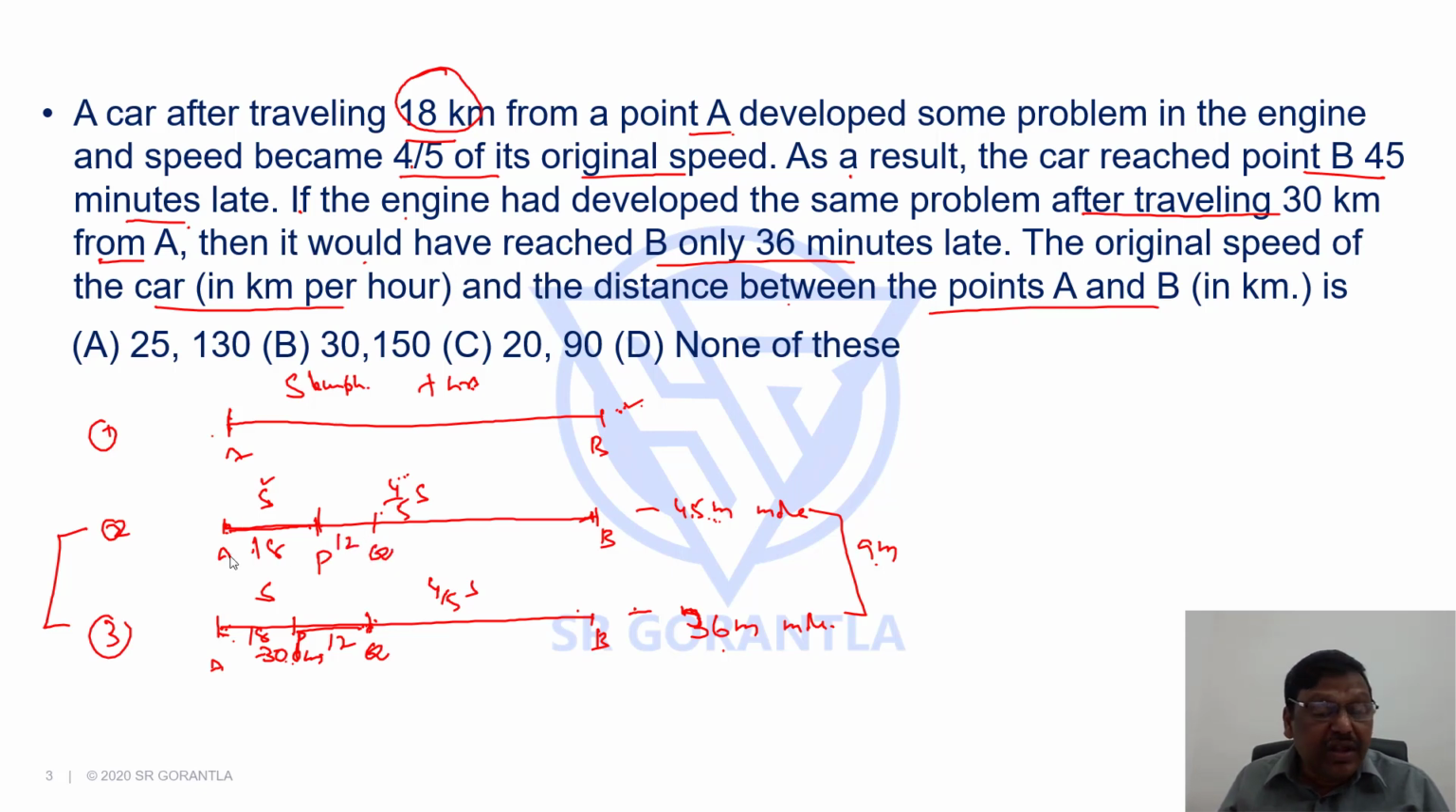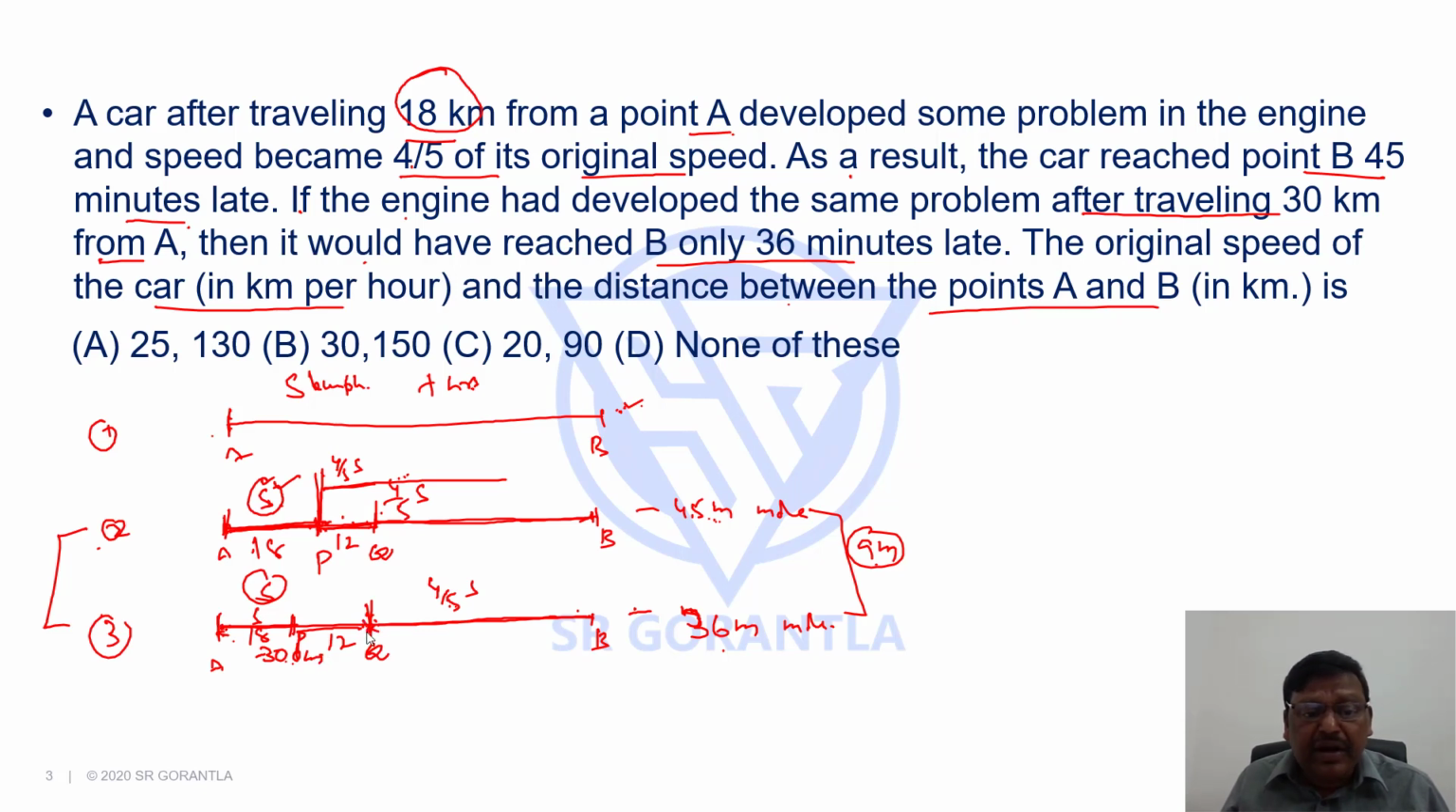This is 12. What is the difference between the second case and the third case? A to P traveled at S speed. From there it traveled at 4/5 speed. Whereas here, A to Q it traveled at S speed, and from there at 4/5 speed. Q to B it traveled at 4/5 here, and here also Q to B at 4/5. A to P traveled at S speed here, and here also. The difference of 9 minutes is on account of how it traveled the distance between P and Q. Here, because the problem developed at P, the distance between P and Q is traveled at 4/5 of S speed.